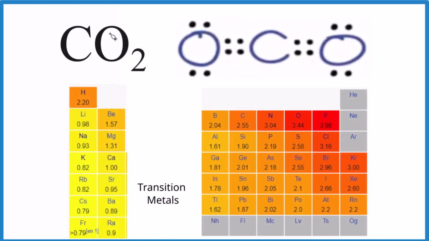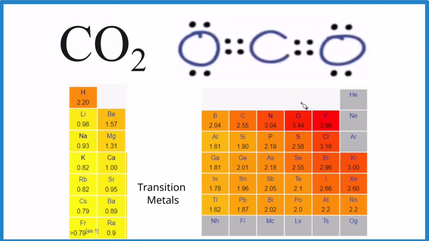Okay, let's take a look and see whether CO2 is polar or nonpolar. So is it a polar or nonpolar molecule? We have a Lewis structure here. What we want to know is how are these electrons here between atoms, the chemical bonds? Are they shared equally or unequally?